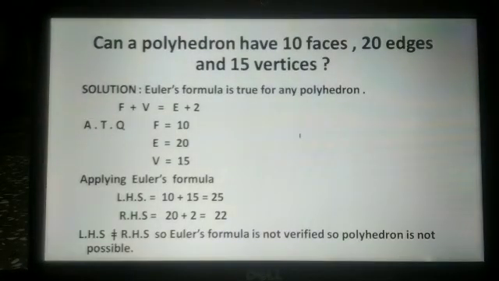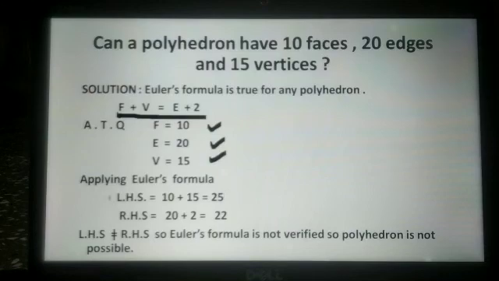Now look at this. Can a polyhedron have 10 faces, 20 edges and 15 vertex? So for this solution we will use Euler's formula, because this formula is true for any polyhedron. F plus V is equals to E plus 2. Here F is equals to 10, E is equals to 20, V is equals to 15. So we have to apply Euler formula.